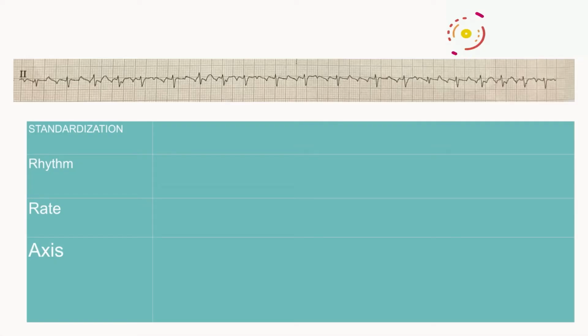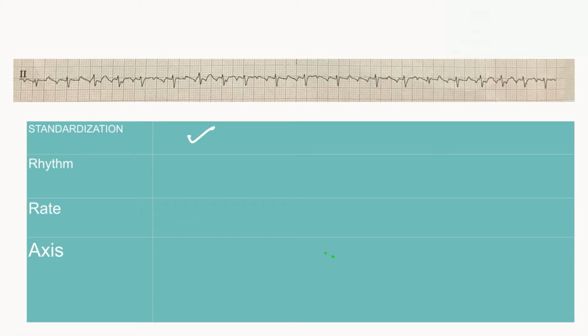So, the first step in solving the ECG is to find out the standardization. The standardization in this ECG cannot be made out because the standardization symbol is not visible properly. So, let's assume that the standardization is normal. Let's look at the rhythm. You can note that the rhythm is not regular. We can find that it is an irregular rhythm.